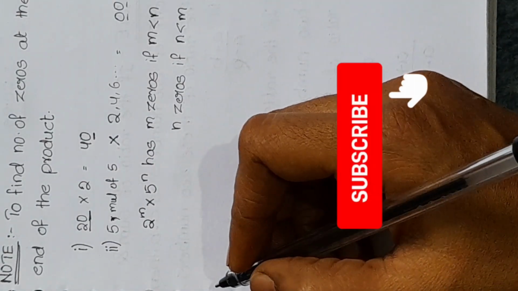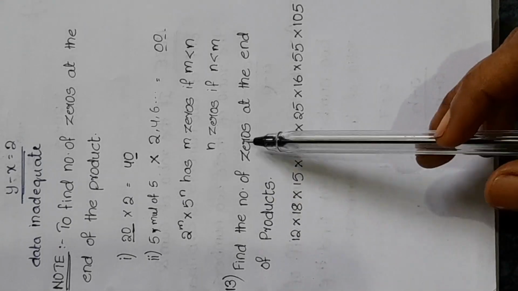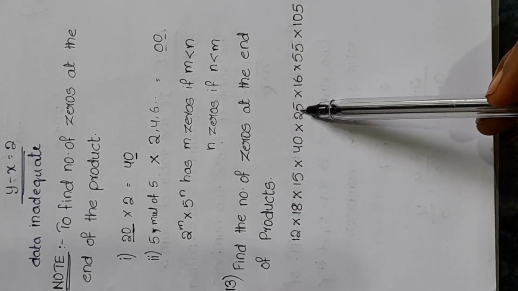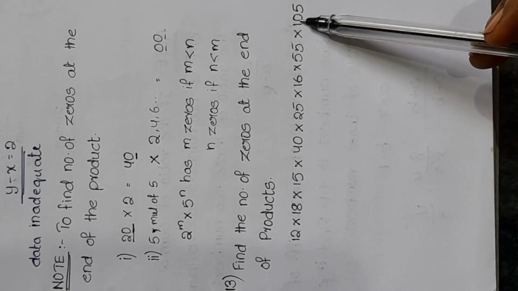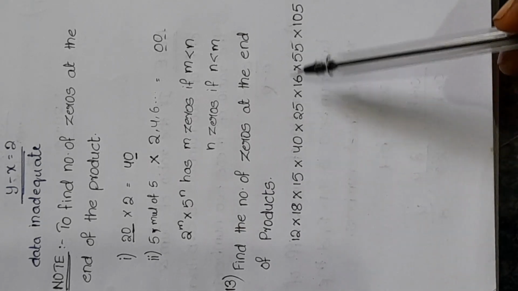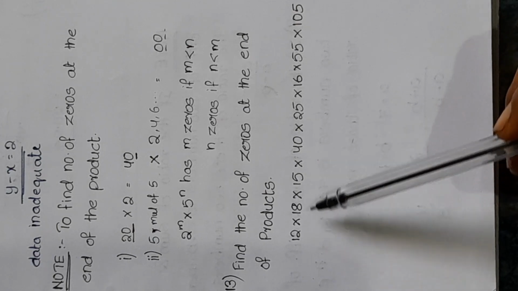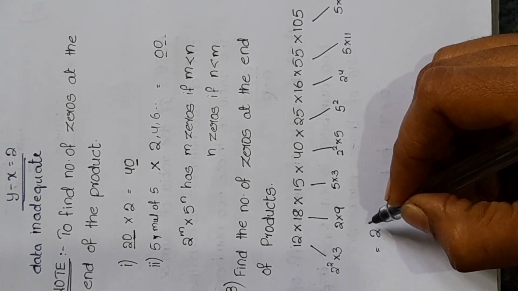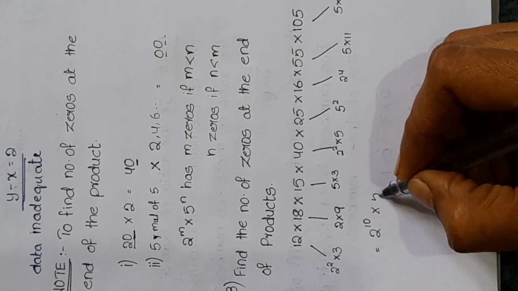The question is question number 13. Find the number of zeros at the end of the product 12 into 18 into 15 into 40 into 25 into 16 into 55 and 105. First we should simplify these numbers and write them in the multiples of 2, 5, 3 and so on. Add the powers of 2 and 5. We get 2 power 10 into 5 power 6.